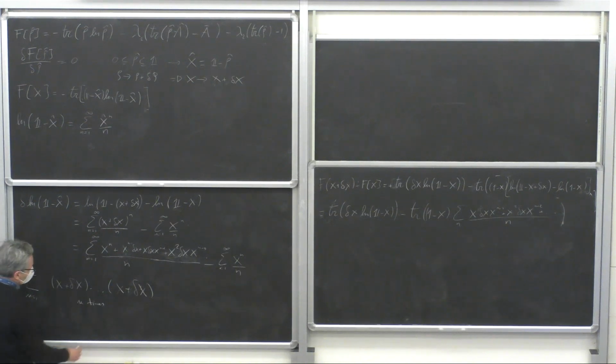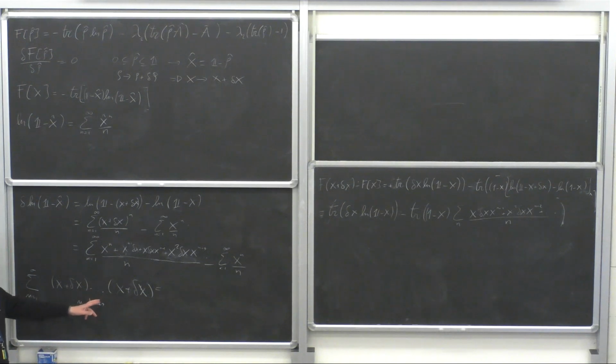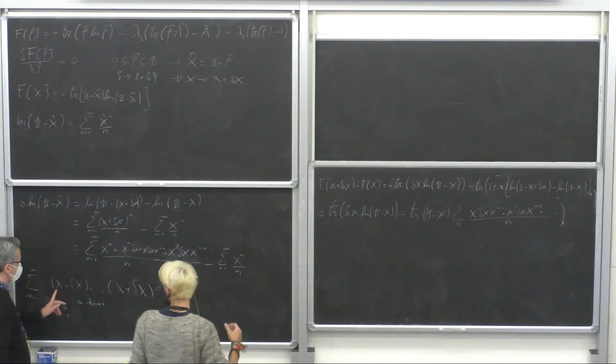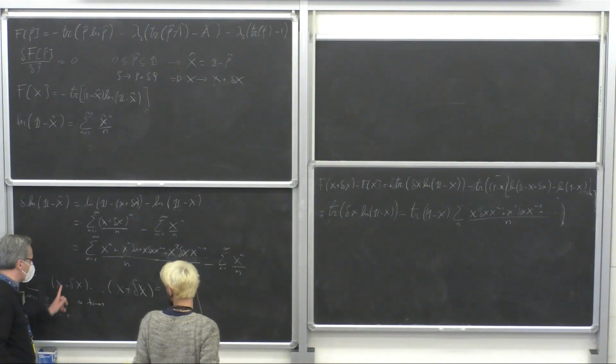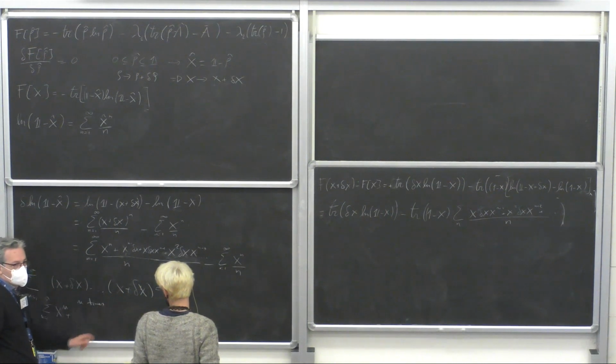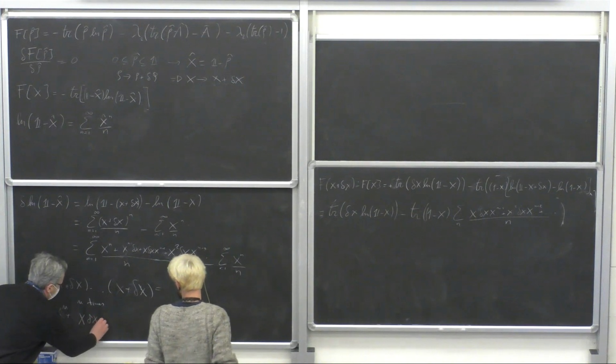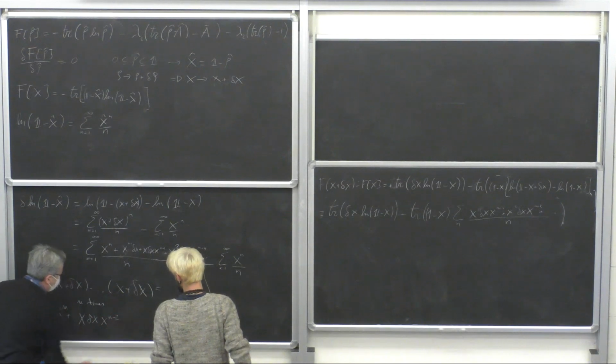Then what you have here is that you just have to multiply all of them, retaining just the first order in delta x. So the first, main term is x, n times. Then you have x, delta x, n minus 2.